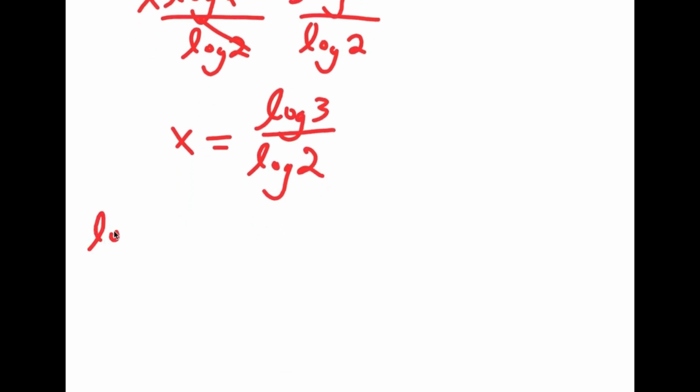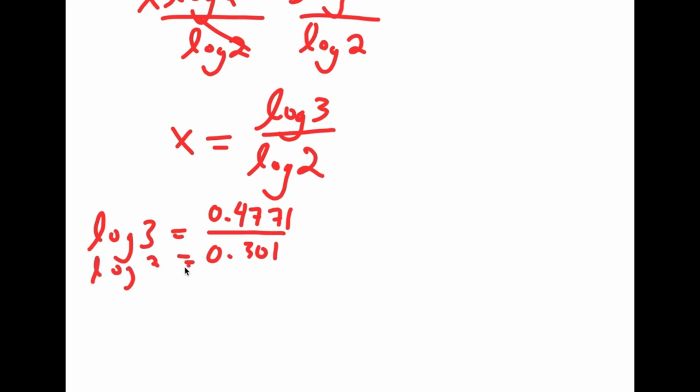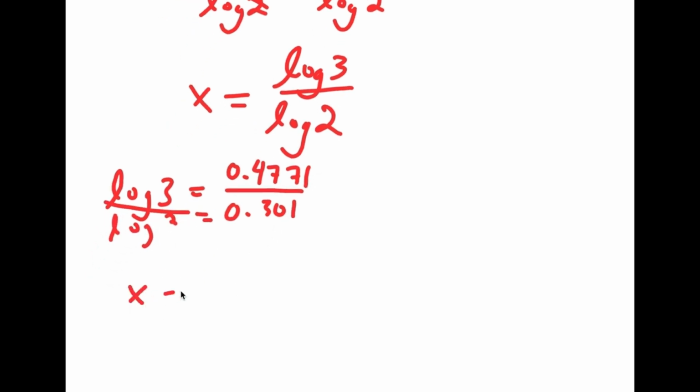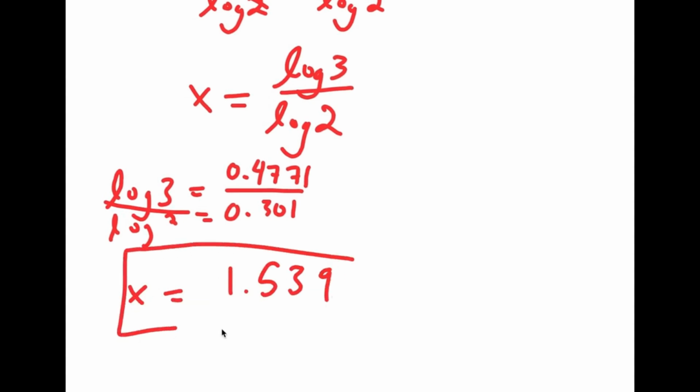Now, log 3 is equal to 0.4771, and log 2 is equal to 0.301, meaning x is equal to 1.539.